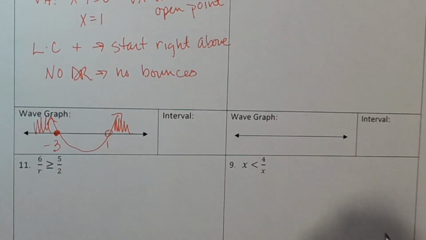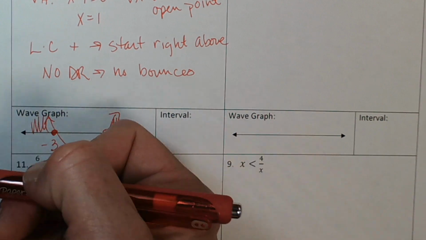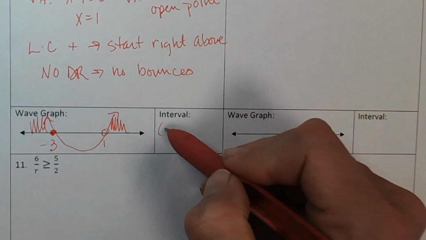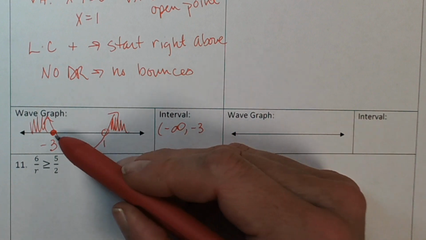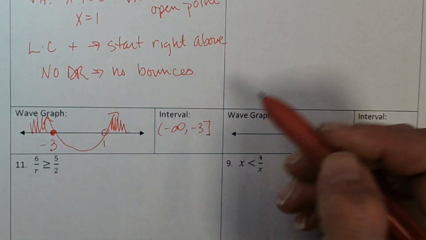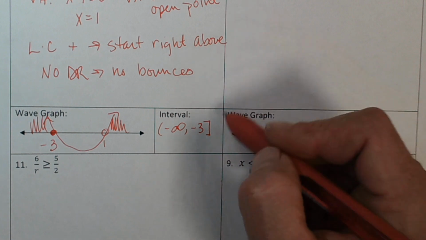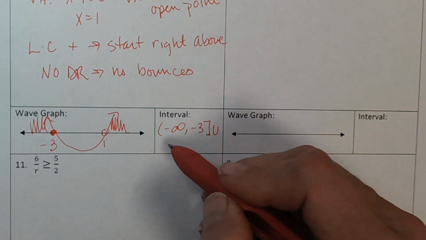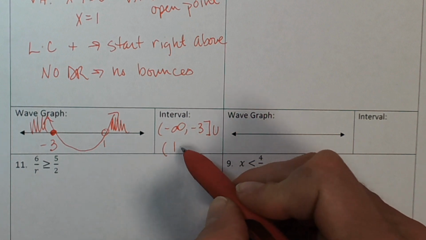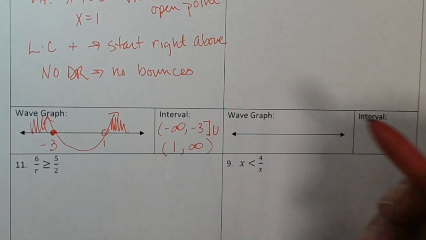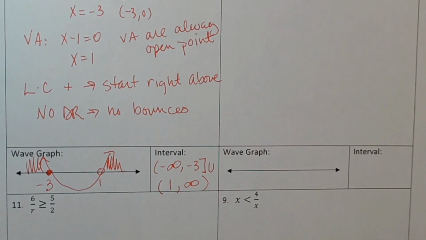So now what's our interval? Well, it starts all the way over at the left side, so that would be at -infinity and goes to -3. Remember, it's got a closed point, so it needs a bracket, not a parenthesis. And then we have the union of that, and then we start at 1, and it's open, so it needs a parenthesis, and it goes to infinity. All right, looking at the next one.